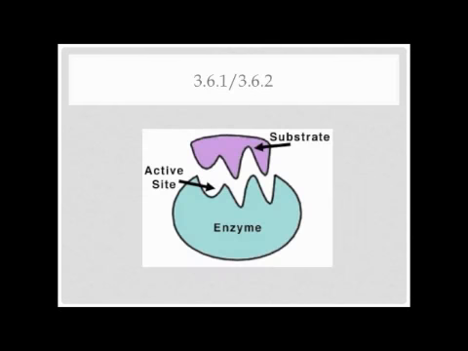Enzymes. The blue shape represented is an enzyme. But what is an enzyme? Enzymes are globular proteins which act as catalysts of chemical reactions. As you can see, something called an active site is pointed out in the picture.